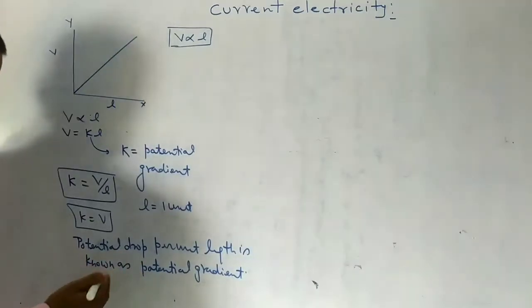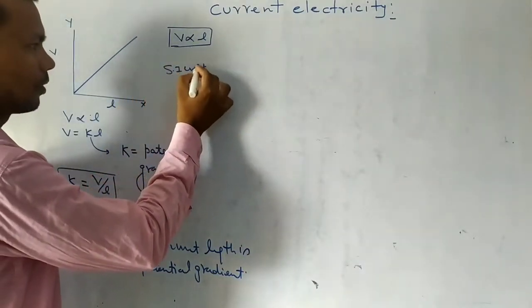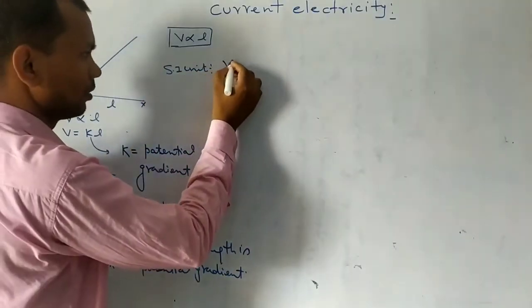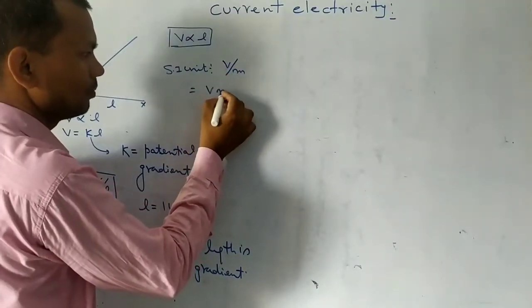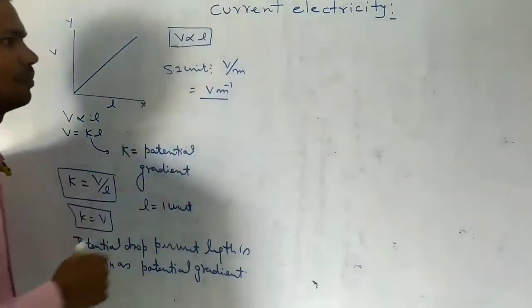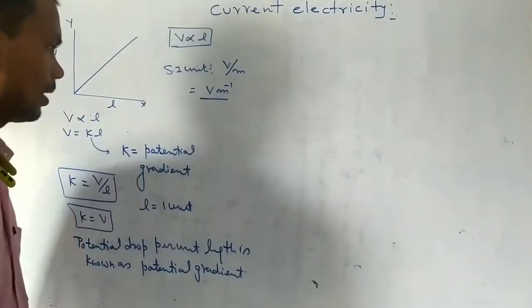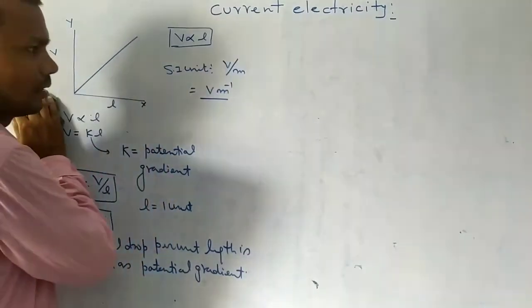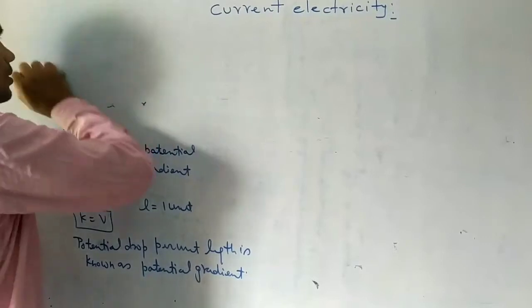And if you want to write the SI unit of the potential gradient, potential means volt, and length means meter, so volt per meter, volt meter inverse, is the SI unit of the potential gradient, right? Now after the potential gradient and the graph of L versus V, we are going to discuss the construction of the potentiometer.